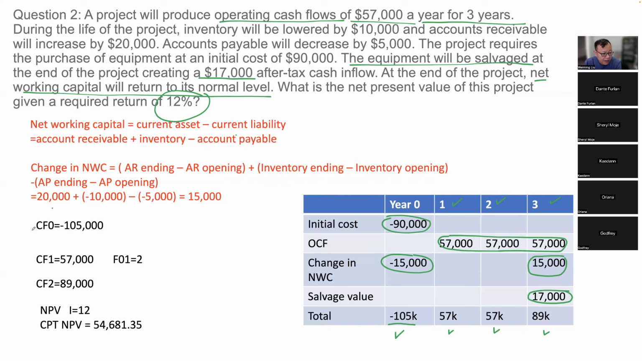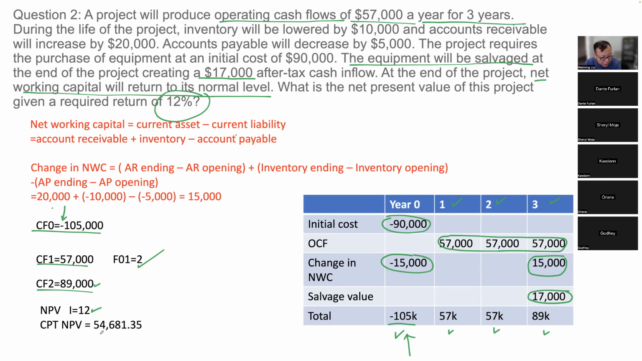So I have CF0. I'll press the CF button. CF0, that's the current year 0 cash outflow. Make sure you put a negative number here, right? It's cash outflow. And then you have the first annuity, 57, and that's for 2 years, okay? And the last one is 89K. And you want to make it clear, I equals 12.